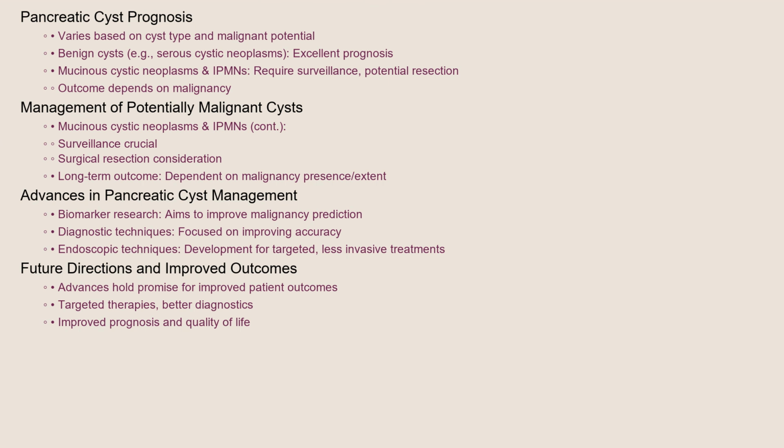The prognosis for patients with pancreatic cysts varies greatly depending on the type of cyst and its malignant potential. Benign cysts, such as serous cystic neoplasms, generally have an excellent prognosis. Mucinous cystic neoplasms and IPMNs require careful surveillance and potential surgical resection, with the long-term outcome depending on the presence and extent of malignancy. Recent research is focused on developing better biomarkers for predicting the malignant potential of pancreatic cysts and improving the accuracy of diagnostic techniques. New endoscopic techniques are also being developed to allow for more targeted and less invasive treatments for certain types of cysts. These advances hold promise for improving the outcomes for patients with pancreatic cysts.